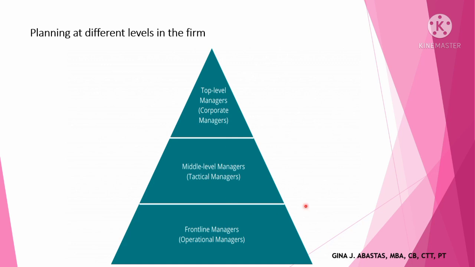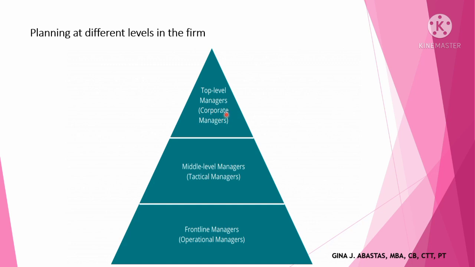So most organizations have three management levels. So first, we have the top level managers. So these are the corporate managers. Then the middle level managers, we have the tactical managers, and the frontline managers, or what we call the operational managers. So these managers perform different tasks by their level of authority in the organization hierarchy. So in many organizations, the number of managers in every level resembles a pyramid like this.